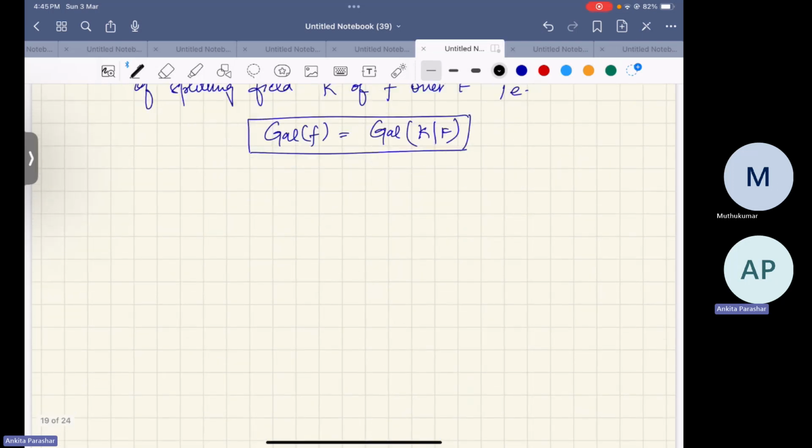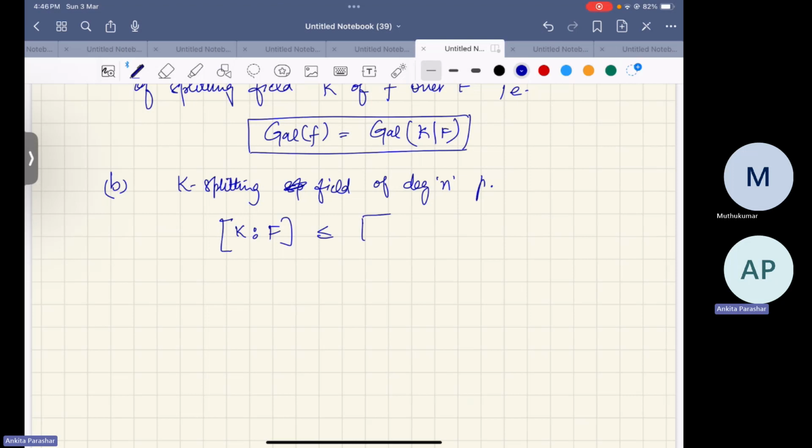Okay, let me just recall something. I think you will remember now. If I have K a splitting field of a degree n polynomial, what is possibly the degree of K over F? Can you give me the upper bound for that? n factorial. Can you give me a group that has order n factorial?